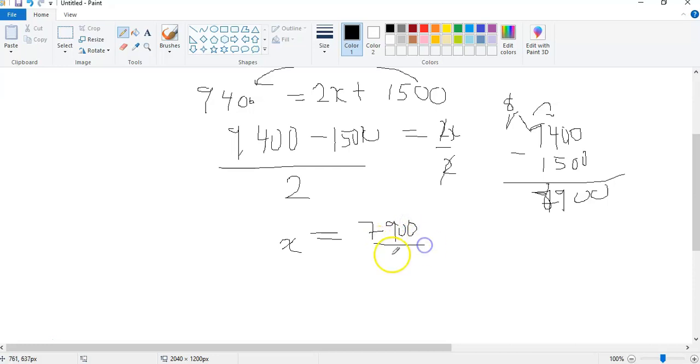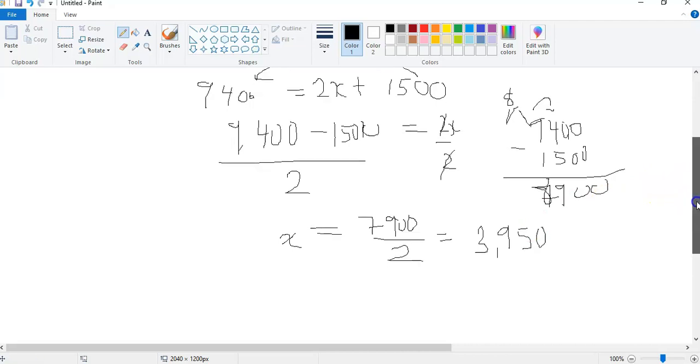Divided by 2. You can do the simplification for time's sake. So we get 3,950 for the number of men. So that's the number of men.